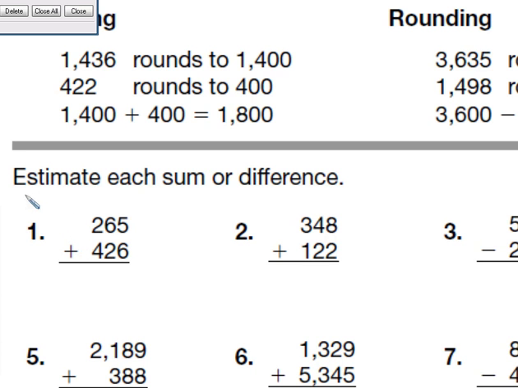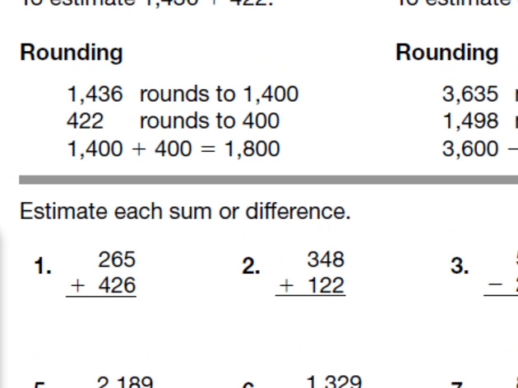Okay, so if we estimate, that means an estimate is a guess. So it's an educated guess, not a crazy off-the-wall guess, but a guess using the information that we have available. So if we're going to estimate the sum of number 1 here, the first thing we're going to do is round these two addends to the closest hundreds place.